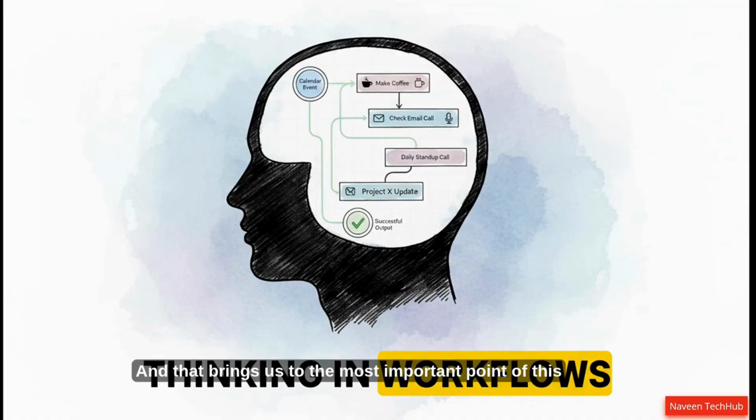And that brings us to the most important point of this whole explainer. By understanding these ideas, canvases, nodes, triggers, you've learned something far more valuable than just how to use n8n. You've actually learned how to see the world differently as a series of steps and triggers and actions. You have learned how to think in workflows. And that, my friends, is a skill that will help you solve problems and build amazing things, with or without any tool at all.